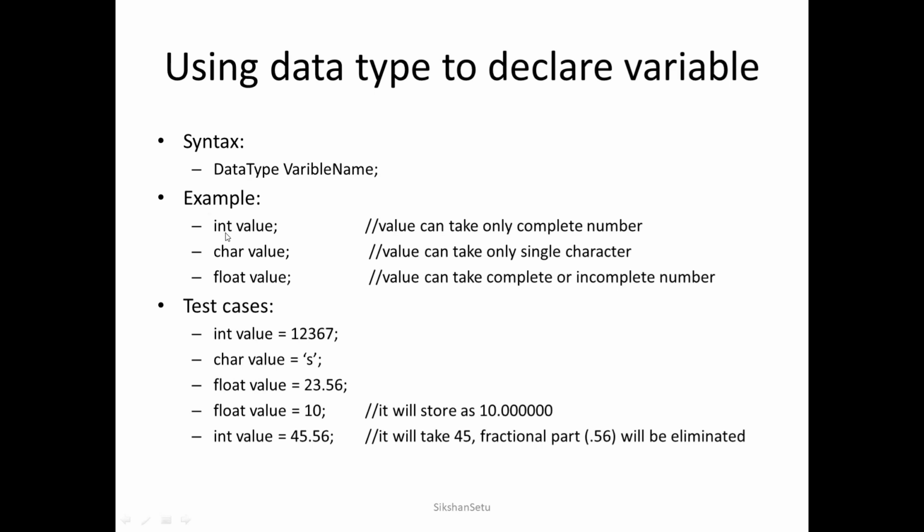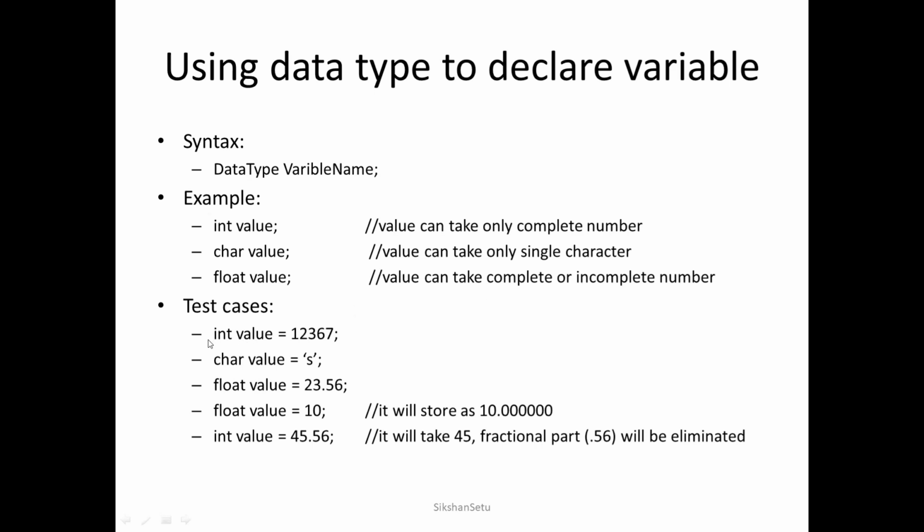it can store only complete numbers. If I declare char value, it means now this value variable is declared as character type, so it can store only single character values, and the size occupied by this value will be 1 byte. Now if I declare the same variable with the help of float, then it will be capable of handling complete or incomplete numbers, and it will occupy 4 bytes in the memory.